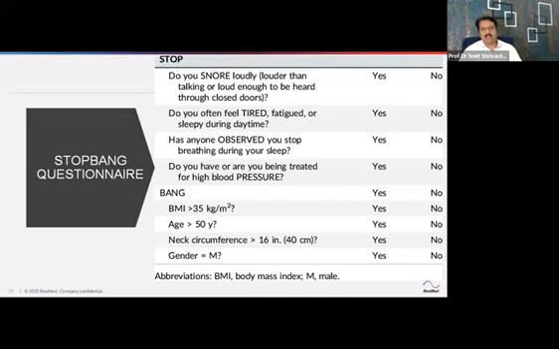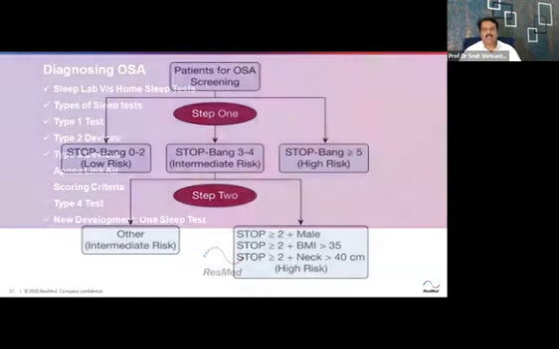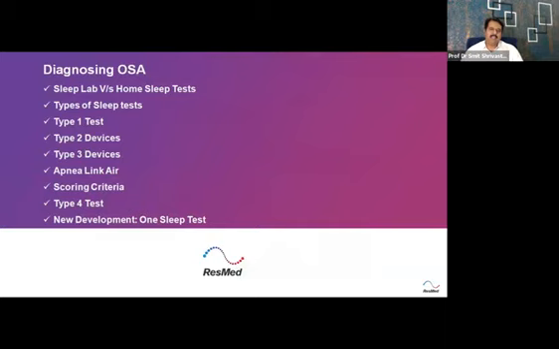The scoring is done depending upon the score: 0 to 2, 3 to 4, and more than 5. So 0 to 2 is low risk, 3 to 4 is intermediate risk, and there we need to evaluate. If it is more than 5, it becomes high risk. For 3 to 4 and 5, we go to step 2 and analyze the STOP part.